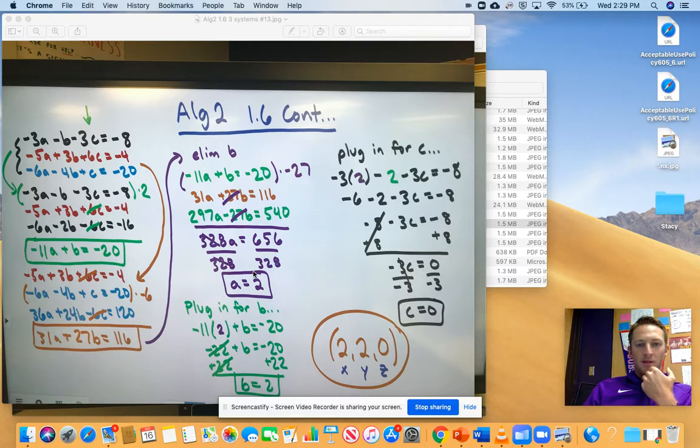I'm going to plug in the 2 from the a and the 2 from the b into the equation where a and b were, and we're just going to solve for c, as you can see in the algebra right here. Towards the bottom, we have negative 3c equals 0. Divide by negative 3 to get c by itself. 0 divided by anything is 0. So our answer is a, b, c: 2, 2, 0.